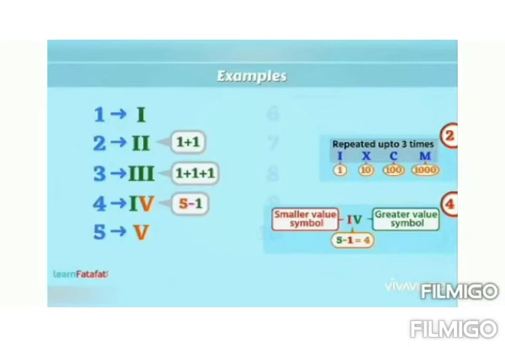Now we will see how to write 1 to 20 using these rules. For 1, we will use the symbol I. For 2, we will repeat the symbol I 2 times, that is I equals 1 plus 1, 2. For 3, we will repeat the symbol I 3 times, that is 1 plus 1 plus 1 equals 3. For 4, according to rule number 2, we cannot repeat the symbol I more than 3 times. So we will use the symbol V for writing 5, and we can use it for writing 4 by subtracting 1 from 5 using rule number 4.